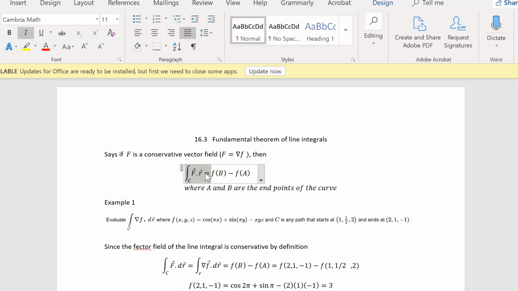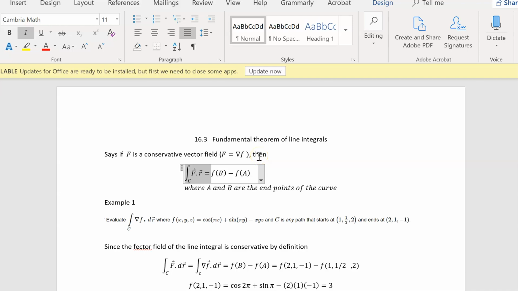And in certain circumstances, the way you usually evaluate it is you parameterize the curve using a parameter t or something, and then you evaluate it as a normal integral, right? But sometimes if the curve is a little complicated, it's difficult to do that.